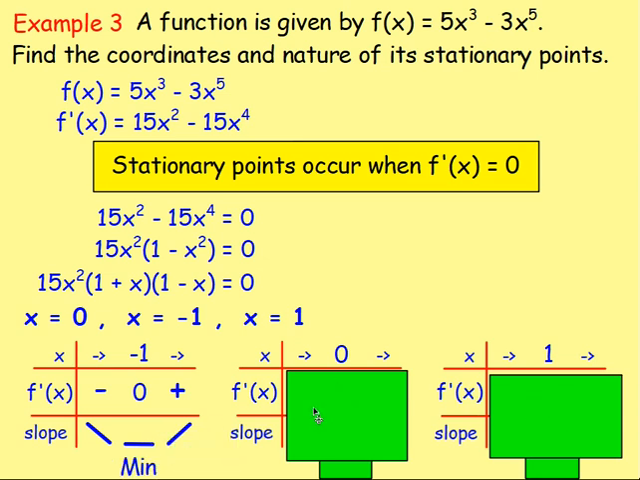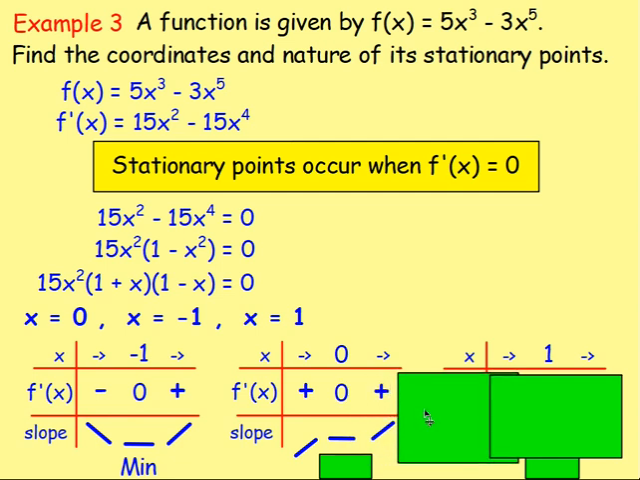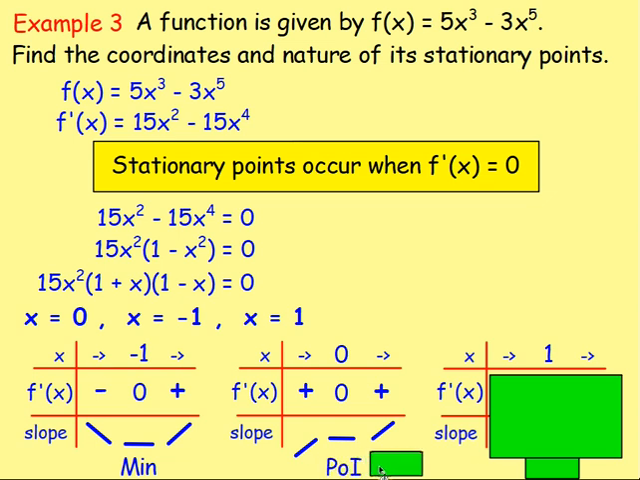Do the same thing with 0. If you sub that into f dash x, a point just before will give you a positive. A number just after will also give you a positive, which means then that the line is sloping up. Then it's a 0 gradient, then it's sloping up again. So this time you don't have a minimum, you don't have a maximum, you would have a point of inflection.